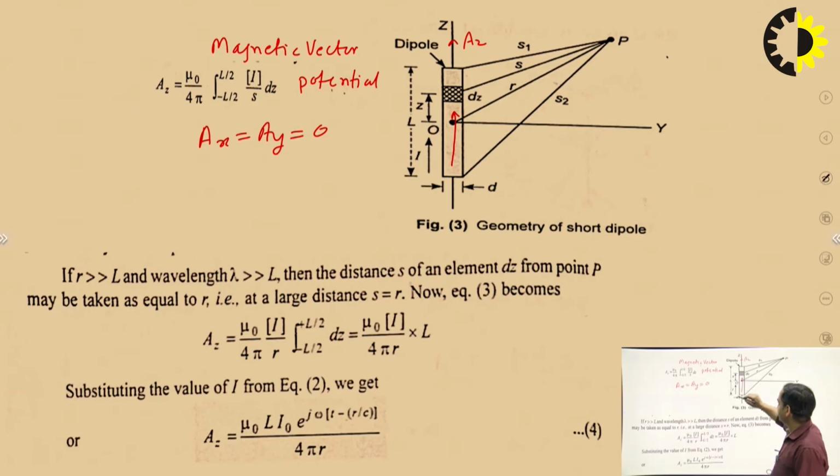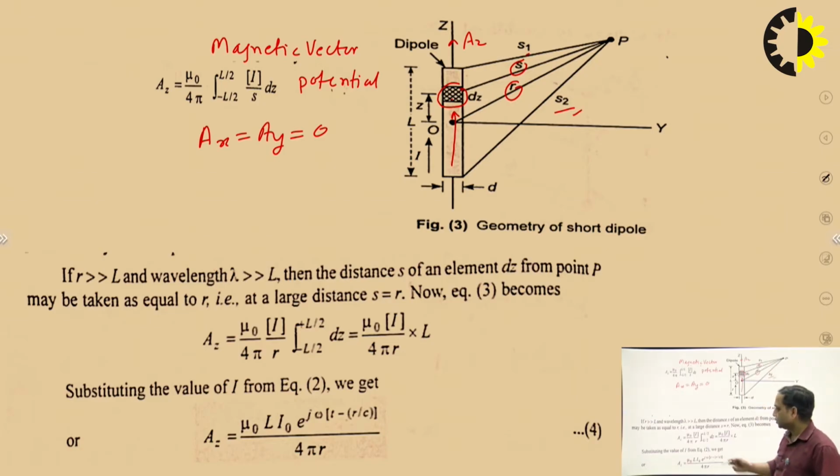So for this diagram, we can understand first that R is the distance from origin to the point P. S is the distance from the element which we are considering here to point P. S1 is the upper edge and S2 is the lower edge of the dipole distance. So it means that this R is varying from S1 to S2.